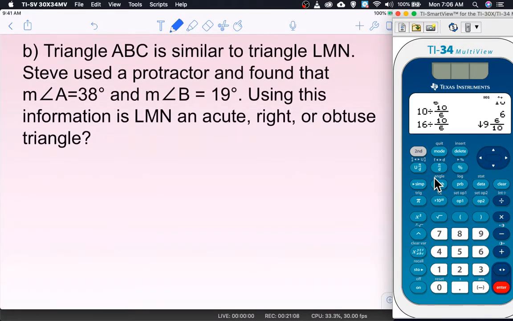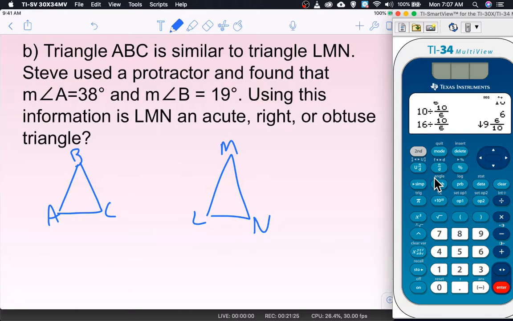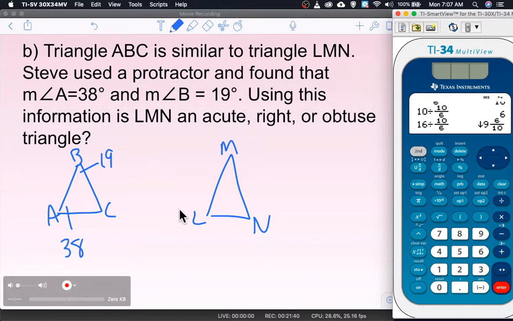Letter B. Triangle ABC is similar to triangle LMN. Steve used a protractor and found the measure of angle A is 38. So I need two triangles. ABC, triangle LMN. Okay, measure of angle A is 38. Measure of angle B is 19. I'll move that 38 on the outside. Here we go. Using this information, is LMN acute, right, or obtuse?